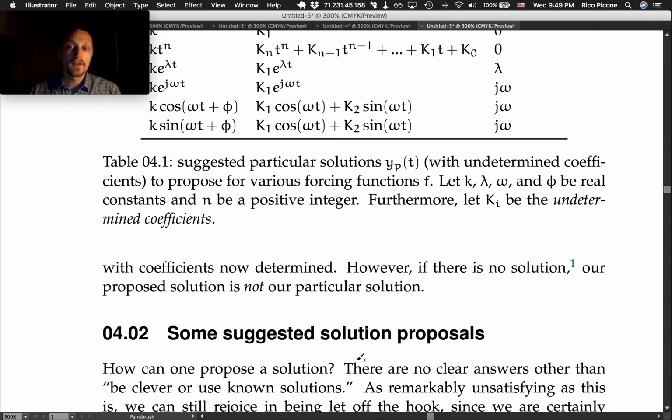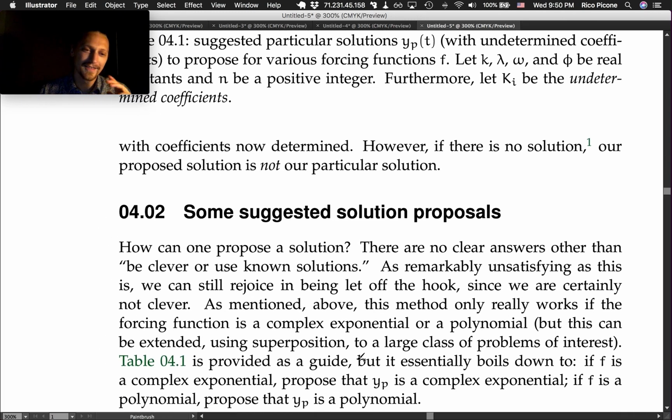However, if there is no solution, so as you know, if you try to solve a system of algebraic equations, there are certain situations that arise where there is no solution. And if that happens, then the proposed solution is not our particular solution. So we got denied. We got shut down. We go home sad. Okay. But as you'll see, we'll virtually never propose the wrong solution as long as you go through this primer, because I'm giving you the inside scoop here.